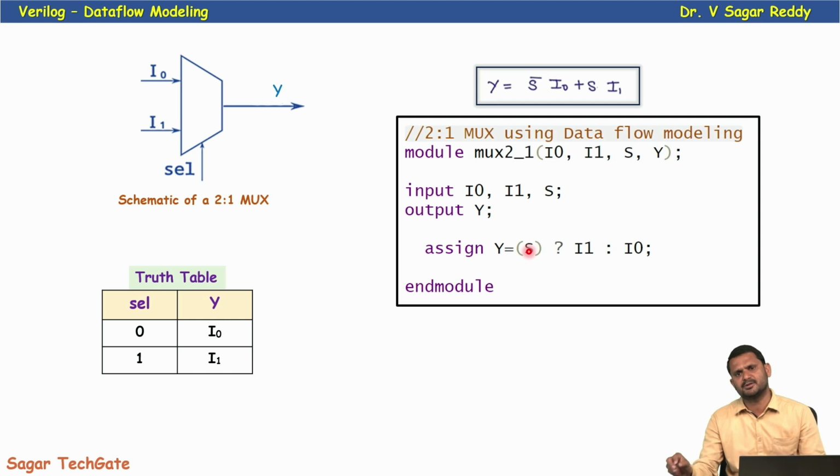Why only conditional? You can write a simple Boolean expression also. This expression as it is, you can write it here. Clear? So complement s and I0 plus s into I1. Like that also you can write it. Just I'll use a conditional operator. So now y is equal to s question mark I1 colon I0. If s is true, then we assign this true expression to y, so now y is equal to I1. If s is false, then y is equal to I0. Like that, this is a very simple way we can model combinational circuits in data flow modeling, right?